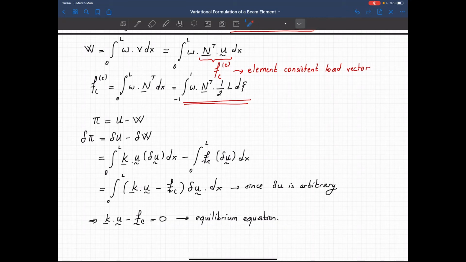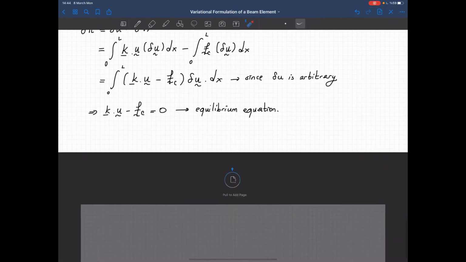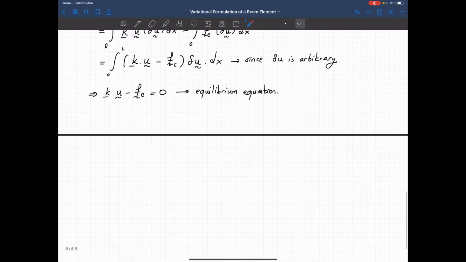Now, with this element formulation, we obtain the equations for the element stiffness matrix and the consistent load vector. And the boundaries of these integrals are defined from -1 to 1. You can either evaluate them by numerical integration or symbolically. So let's go to the next page.